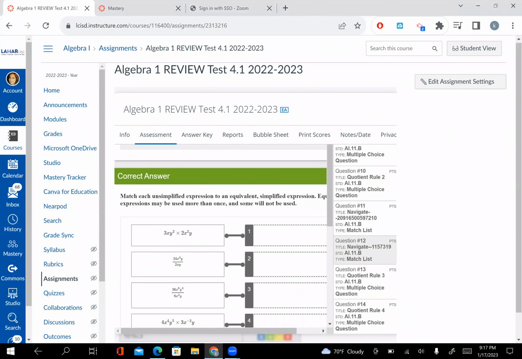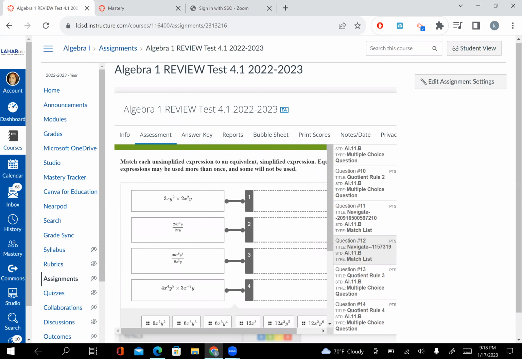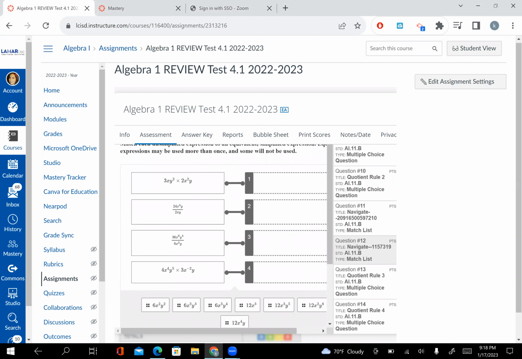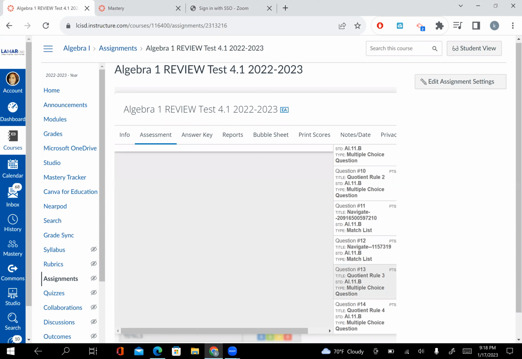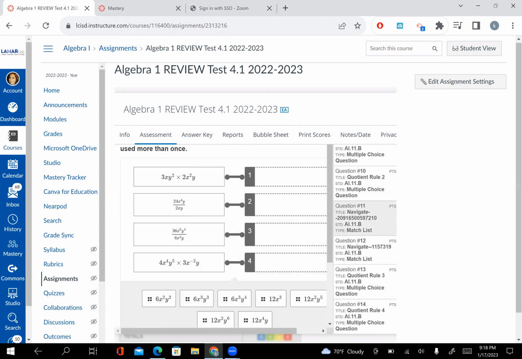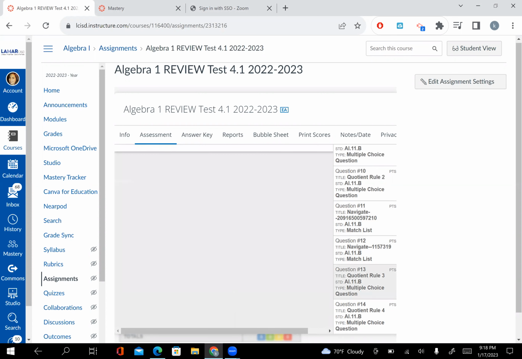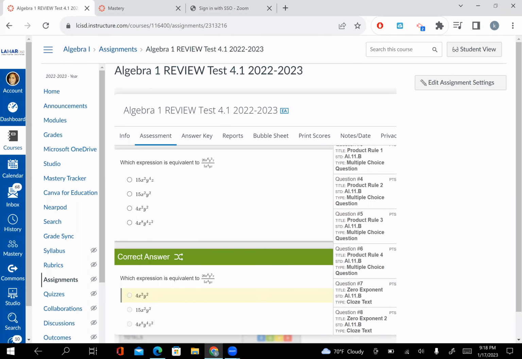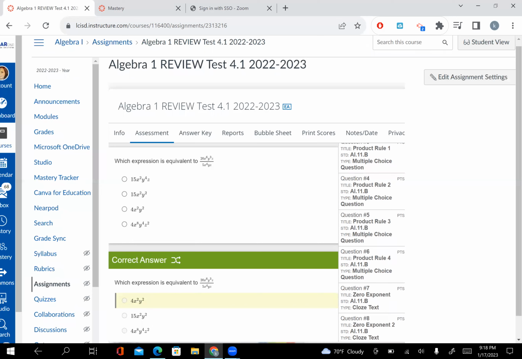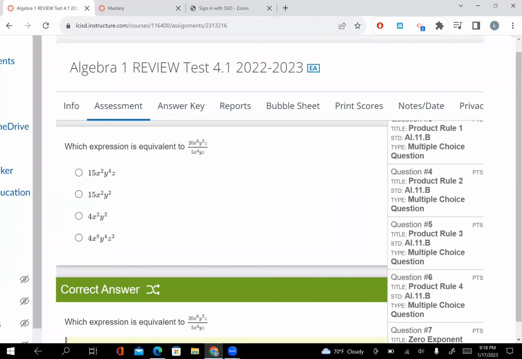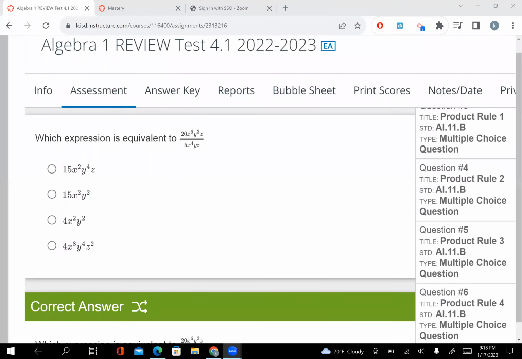All right, so now question number 12. Sorry, I mean 13 here. Okay, so question number 13. So now we've got another quotient rule here on this one. So I'll zoom in a little bit so you can see a little bit better. So we got another quotient rule.